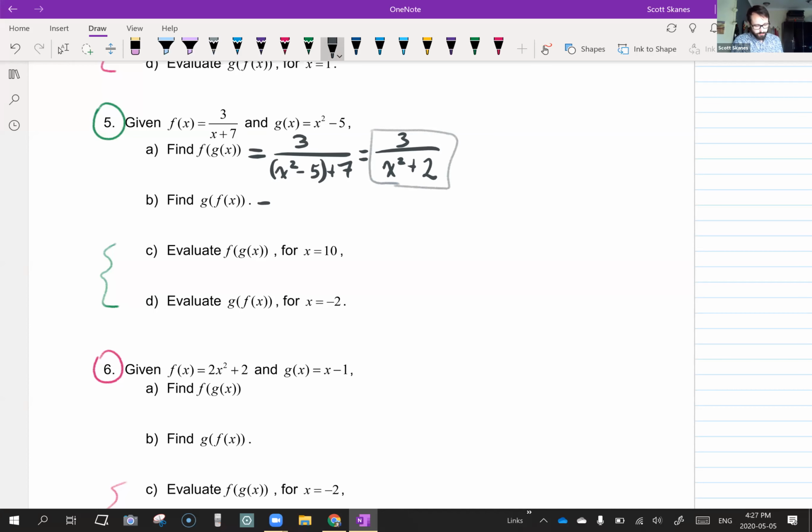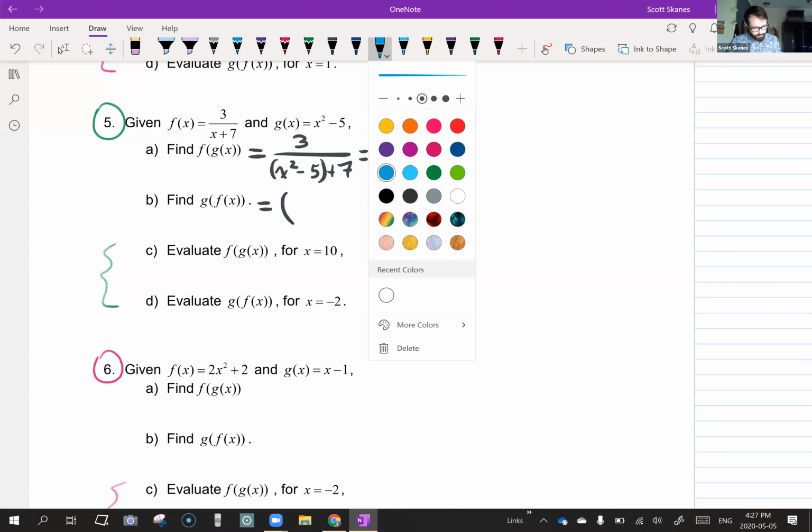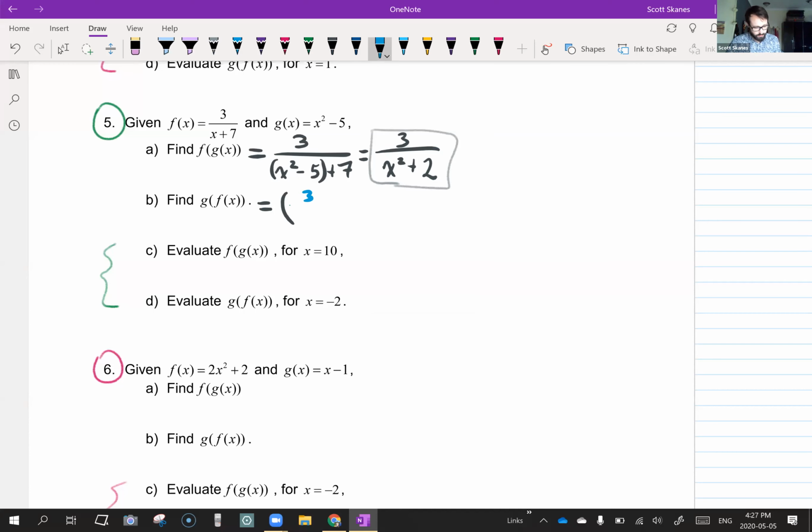In b here, it's g of f of x. So we're putting the function f inside of the g function. So we need to replace x with the function. So I'll say 3 over x plus 7. I'll need to square that. Let me just be clear. This is our old x. Square it, take away 5.